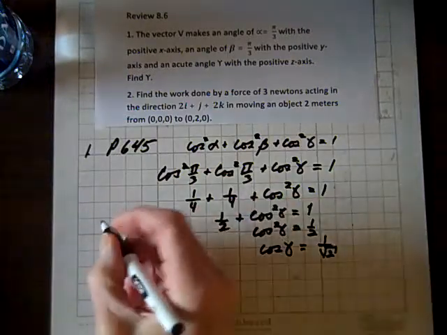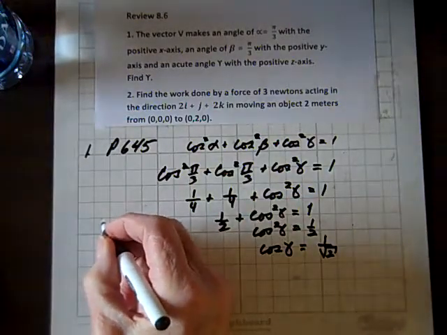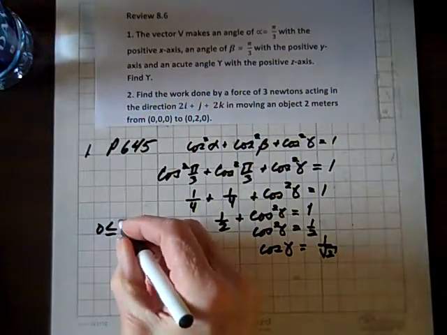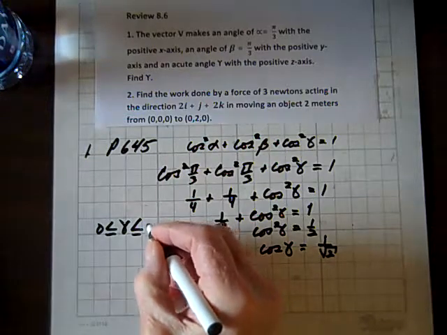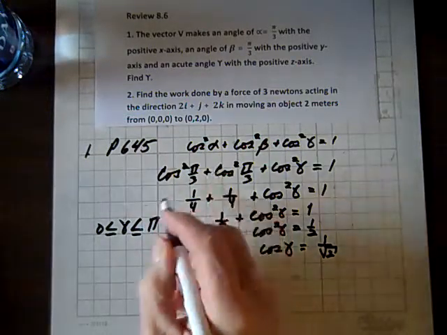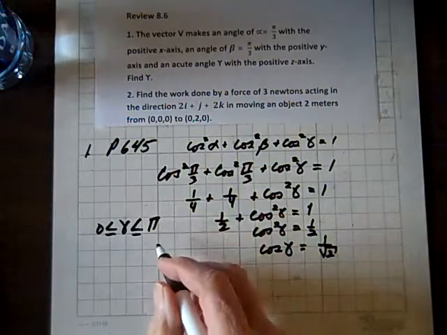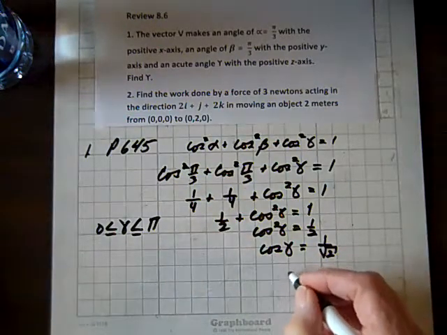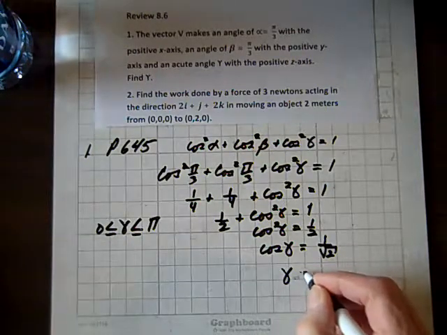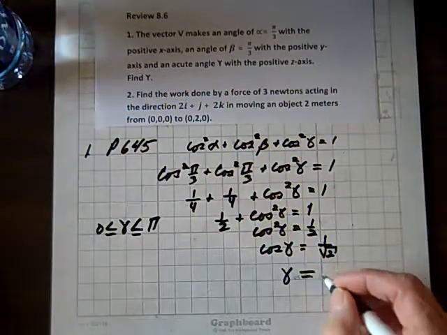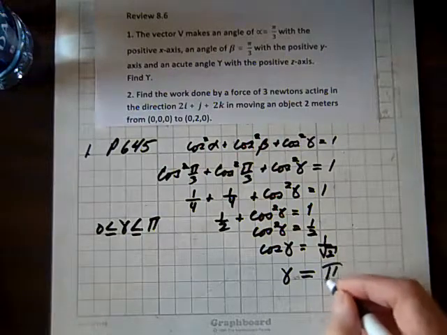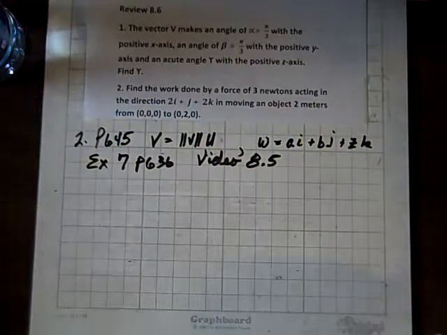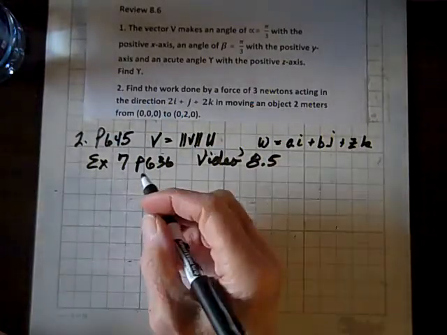Here's why. Because for each of these angles, 0 is less than or equal to, in this case, gamma, which is less than or equal to pi. That goes for alpha also and for beta too. Therefore, taking the inverse cosine of both sides, we get gamma equals pi over 4, and we're done.